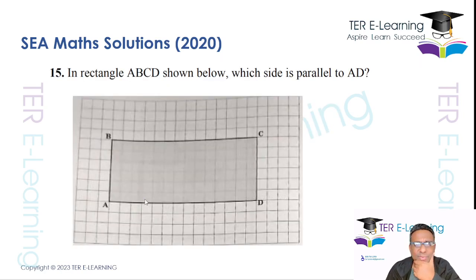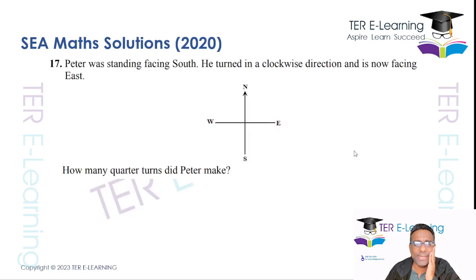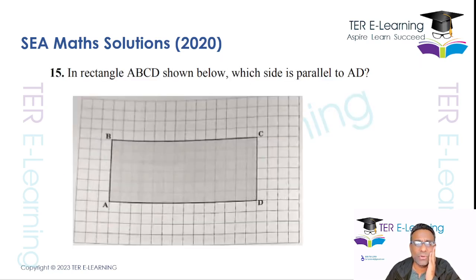Next one here, we have a rectangle and we want to know which side is parallel to AD, right? So AD is this side here, right? That's AD. Now when they say parallel, we're looking for a line on this side here, right? Parallel lines, if you extend them, they will never meet, right? So the answer is simply going to be BC.